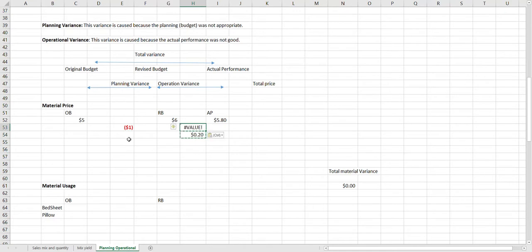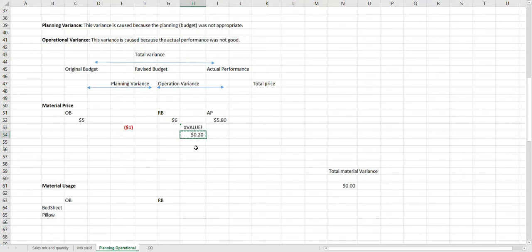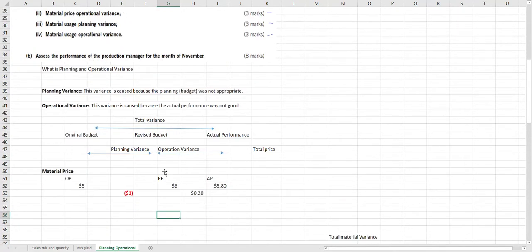So multiply this by the kg that we purchase. Remember, we always take the kgs purchased. Whenever we are calculating price variance, we look at the kgs purchased or square meters purchased. They said here the actual cost of cotton in November was 5.8. 248,000 square meters of cotton was used to make the bed sheets and 95,000 pillowcases. So I believe this is what we bought.